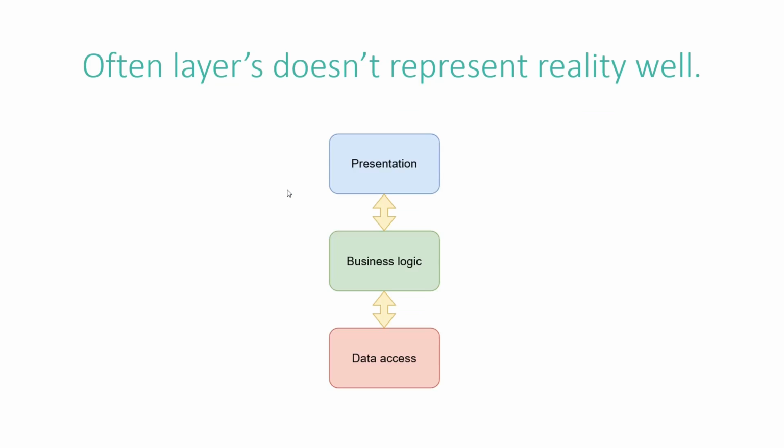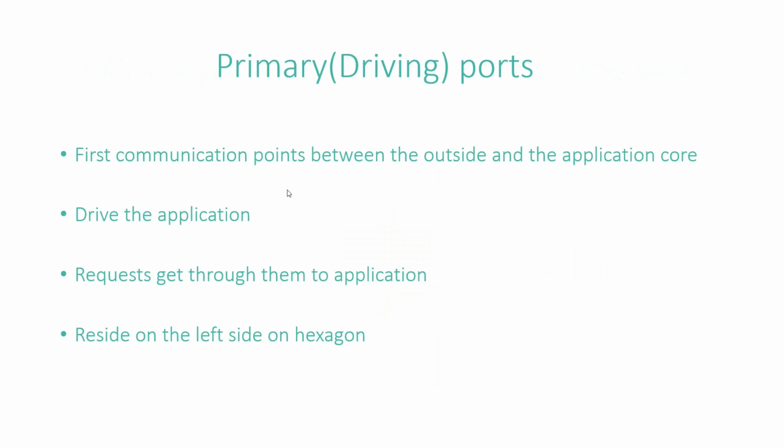So as I mentioned, layers don't represent reality well. It's common to see a picture like this: we have a presentation layer, business logic and data access, but it doesn't tell you everything. What if we have some external service or we need to integrate with some SMS service? It's hard to present this. It's hard to say from which layer we have this integration, or it's too general sometimes and doesn't tell much.